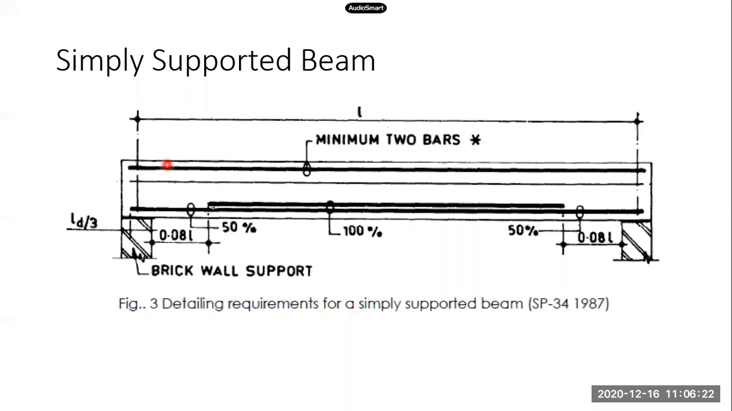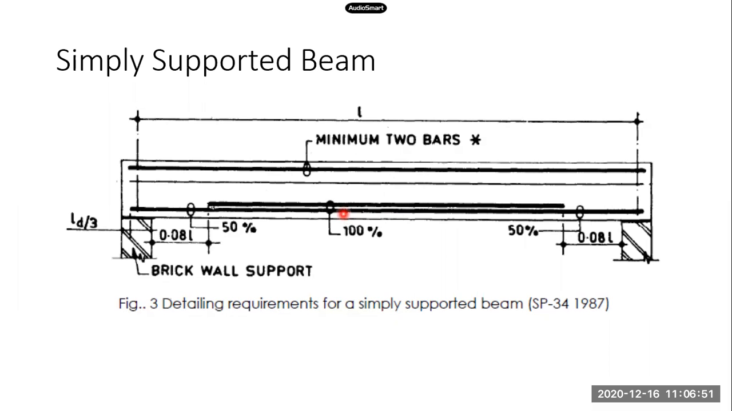Now, whatever details I am showing here, these figures, they are taken from SP34. It is a guideline for detailing of reinforced concrete structures. You'll find all these drawings in SP34. Like you have SP16, design aids for RC structures, SP34 is for the detailing of reinforcement in RC structure. So this is a simply supported beam.